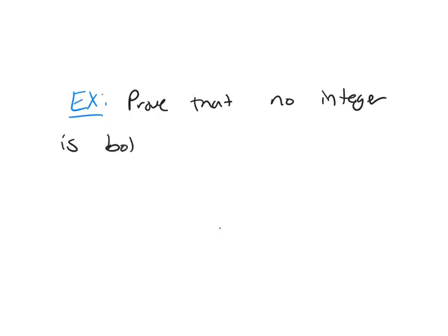Let's look at one more example of proof by contradiction. So let's look at the example. Let's prove that no integer is both even and odd.